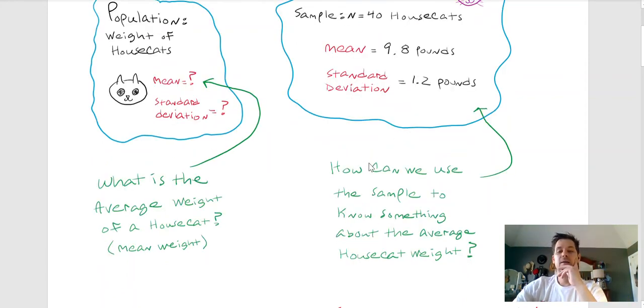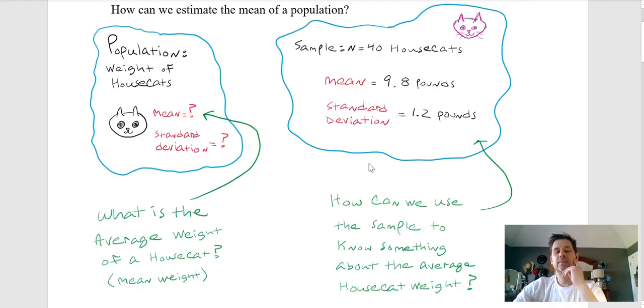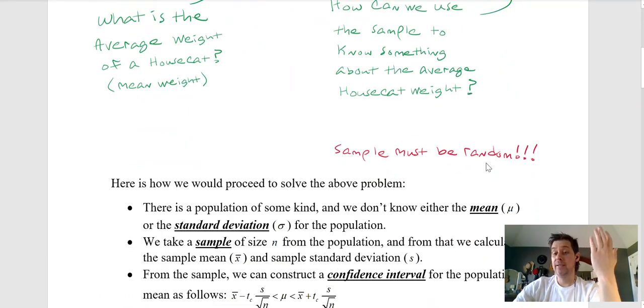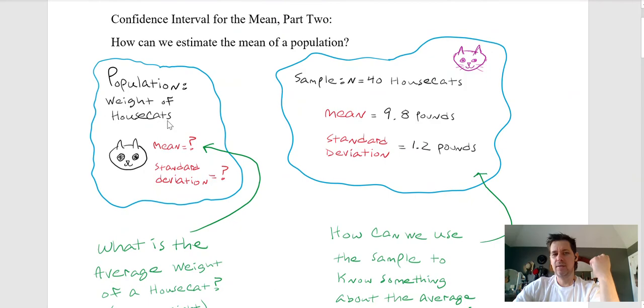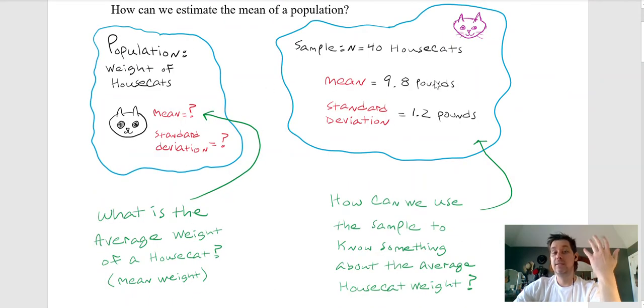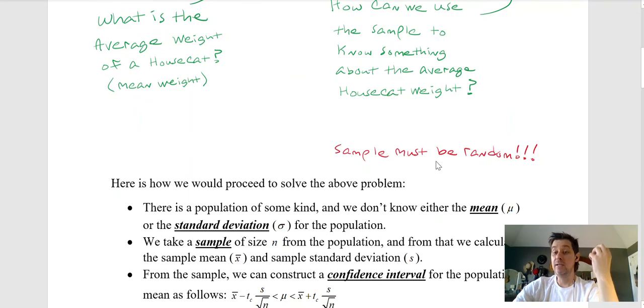Now, real quick, there's some fine print about this. One thing is the sample must be random. When you're trying to study the population of house cats and you take a sample, you can't take the cats that are the cutest, or the cats that are the friendliest, whatever. Every cat in the population has to have an equal chance of being selected at random. I mention that because in some examples you encounter, it says that a random sample is taken. So yes, the sample must be random.